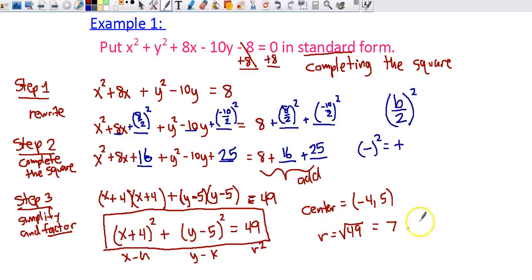Even though the question didn't ask you to get the center and the radius, it's always good practice to get those, because once in a while you'll have to use those to graph them. All right, I'm going to stop this video because otherwise it's going to be super long. Let you try some of the other examples, and I will go over the other examples in the next video.